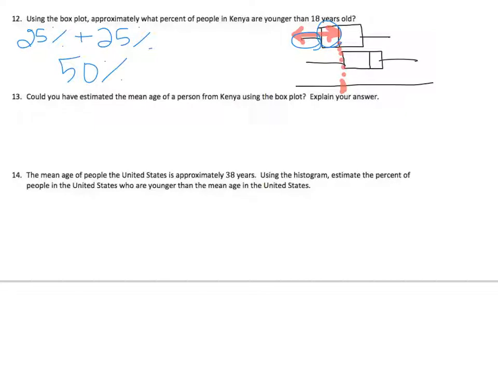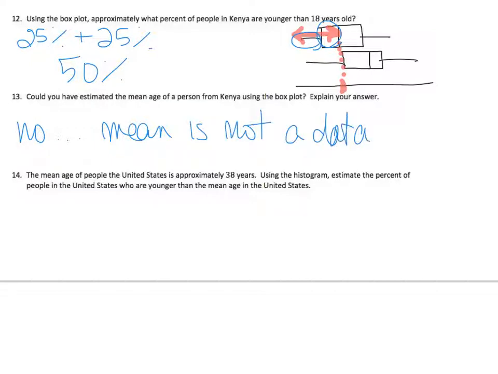And that's approximate. Could you have estimated the mean age of a person from Kenya using the box plots? No. Mean is not a data value in box plots. The mean age of people in the United States is approximately 38 years.